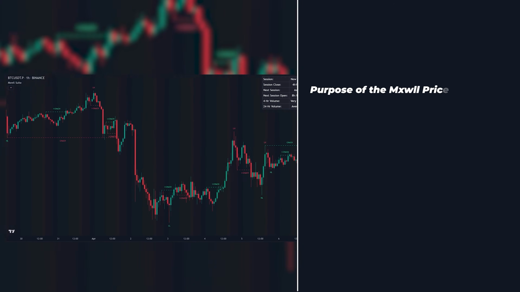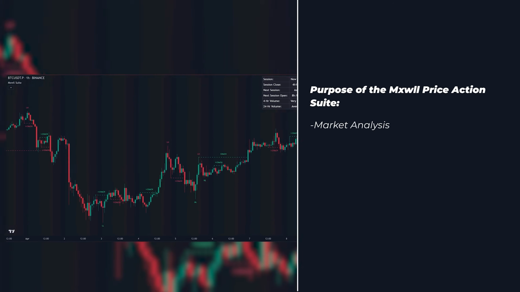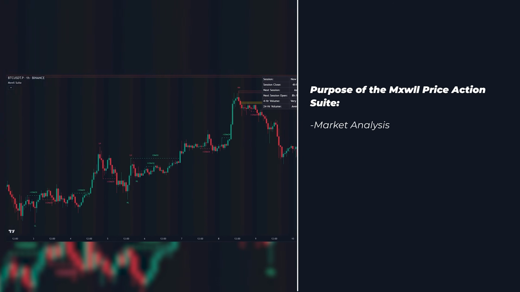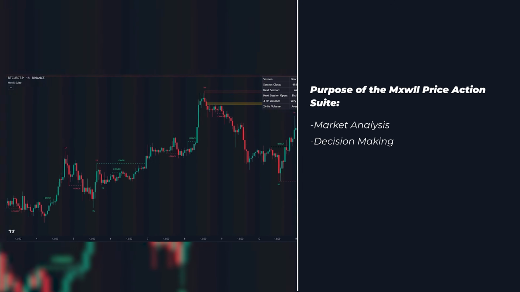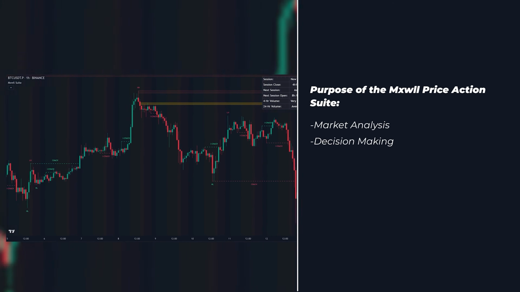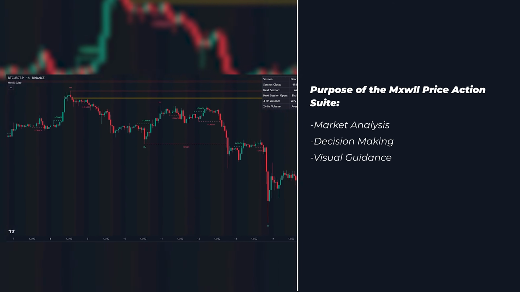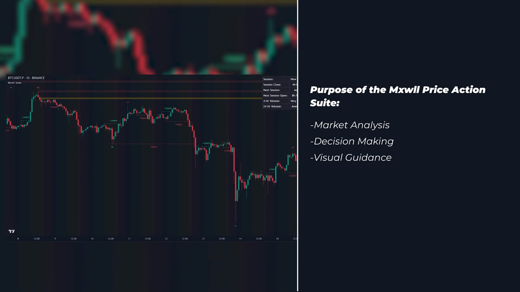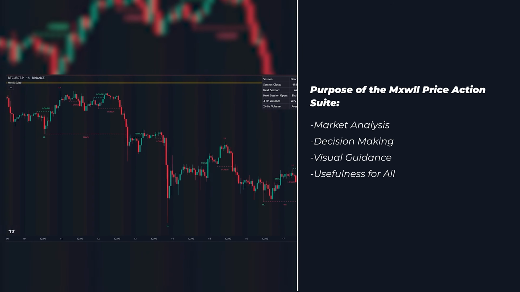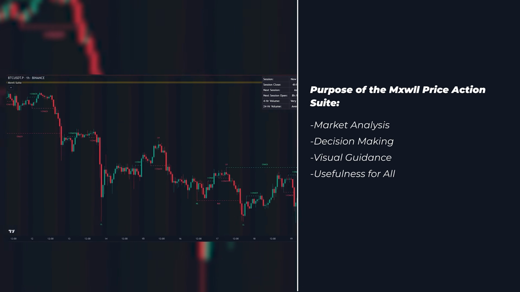Purpose of the Mxwl Price Action Suite. Market analysis helps you understand how the market is moving, including trends and significant price changes. Decision-making guides you on when to enter or exit trades based on detailed market analysis. Visual guidance shows clear visuals of key levels, trend directions, and order blocks, making it easier to follow your trading strategy. Usefulness for all, perfect for both beginners and experienced traders to improve their trading strategies.